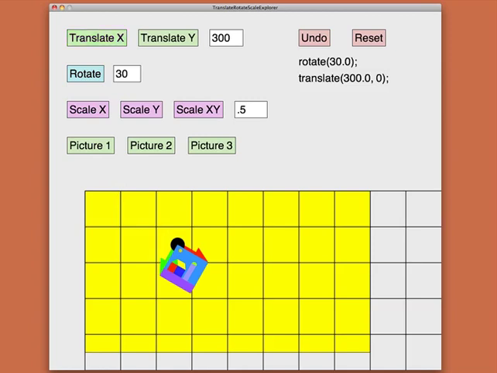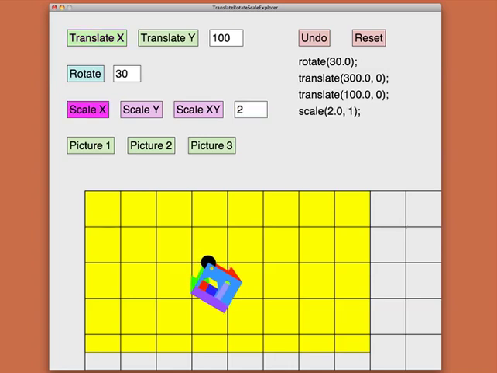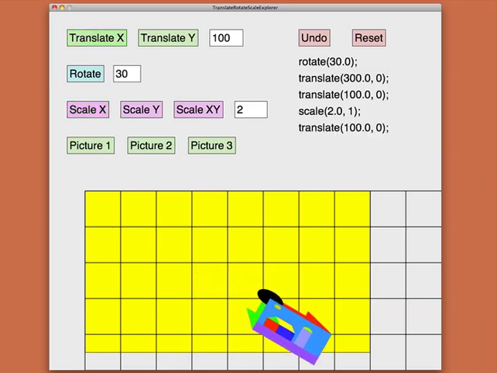And notice that I'll put the translation distance back to 100 so I can move it around. Notice that we always move in the direction of the current coordinate system. So if I now translate in x, we're going to move along the direction of the red arrow. And if I were to make the x arrow bigger, let's say I make it twice as big. So I'm going to scale in x by 2, and now I translate by x. I'm going to move twice as far as I did before because the x-axis is twice as large.